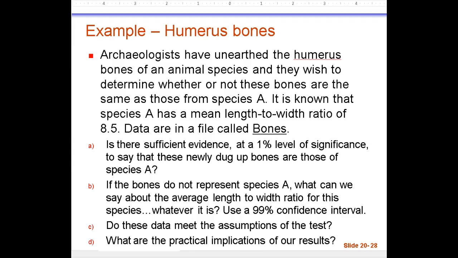Now, going back to our question, so we've addressed parts A and B, and we just looked at the graphs. It would appear that these data meet the assumptions of the test because our data have to be reasonably symmetric. That looks good, or reasonably normal, I should say. And the last part of the question is, what are the practical implications of our results? Okay, well, what are our results? We have concluded that these bones do not represent species A.